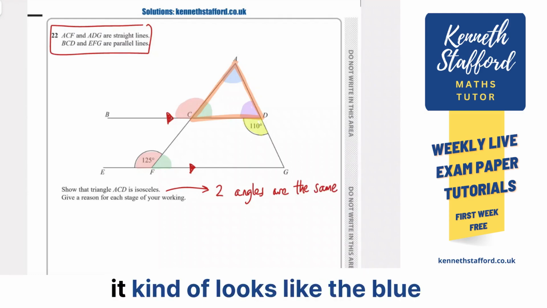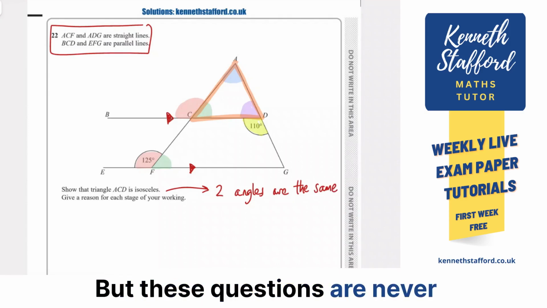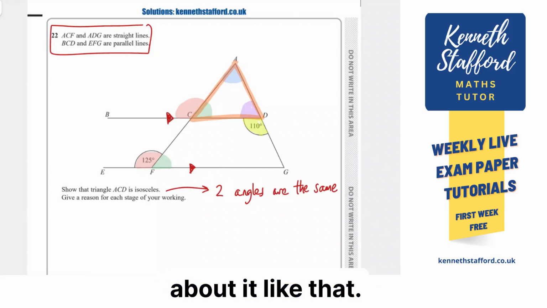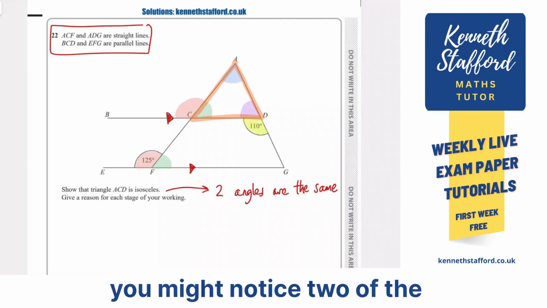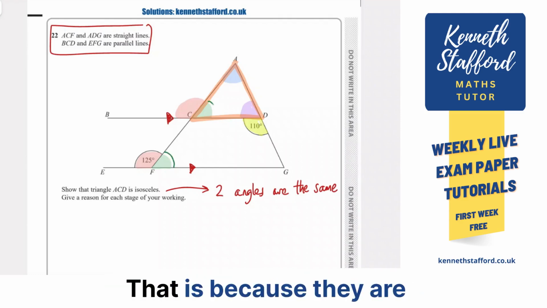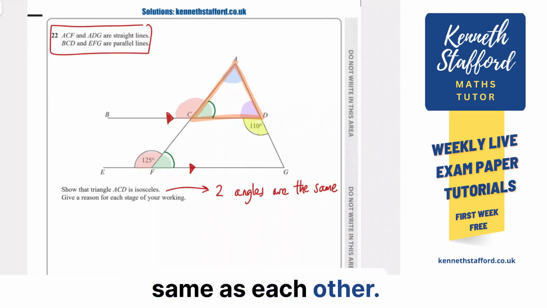So looking at it, it kind of looks like the blue and the purple angles are going to be the same, but these questions are never accurately drawn, but it doesn't hurt to think about it like that. So straight off, we need to be thinking, well, what angles do we know? Now, you might notice two of the angles are marked in green. That is because they are corresponding angles. Those angles are the same as each other.